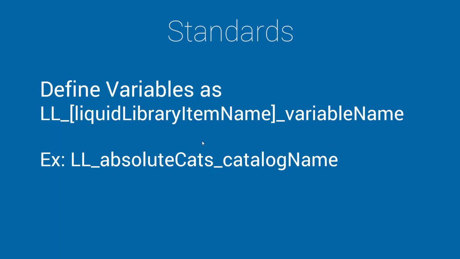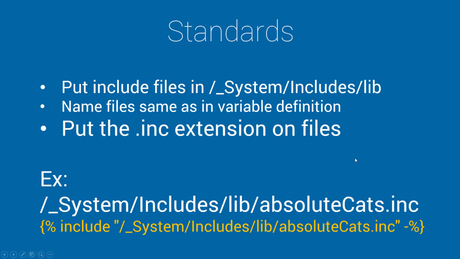So you can see here with absolute cats, we have lowercase a, capital C, and catalog name, lowercase c, uppercase N. Some other standards relate to where we place the file. Now I know this is in line with the way that Dave and Scott do it. So we're going to put the include files in the underscore system includes folder /lib.